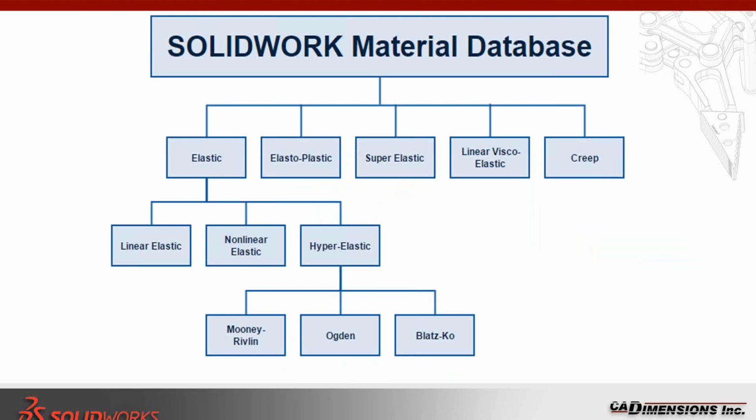Before I show the example, I actually wanted to show you some of the material that SOLIDWORKS provides. So when it comes to nonlinear materials within SOLIDWORKS, there are 5 main types of material. So you have your elastic, elastoplastic, superelastic, linear viscoelastic, and your creep materials. Now under elastic, you will get your linear elastic, nonlinear elastic, hyperelastic, and then for hyperelastic, you have your breakdown for these 3.